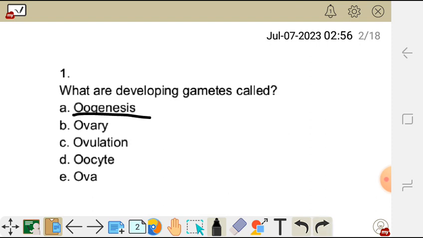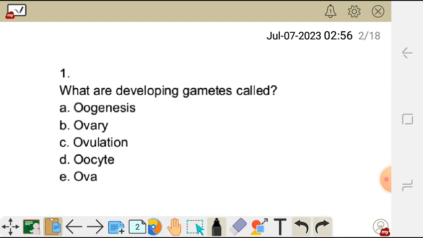A. Oogenesis, B. Ovary, C. Ovulation, D. Oocyte, E. Ova. So what are the developing gametes called? The developing gametes are called oocytes. The correct answer is D.